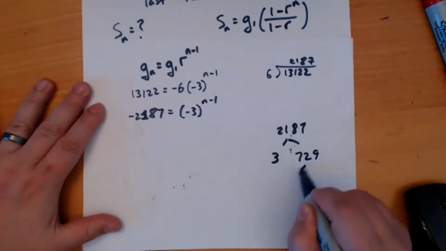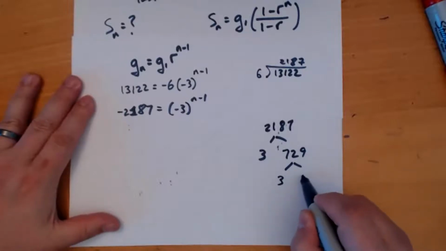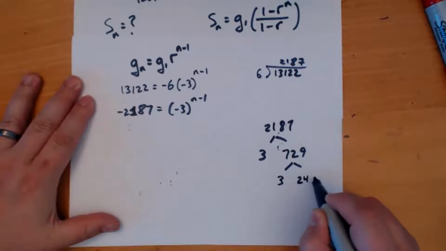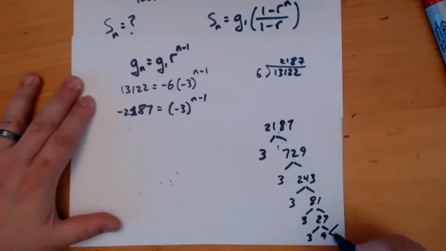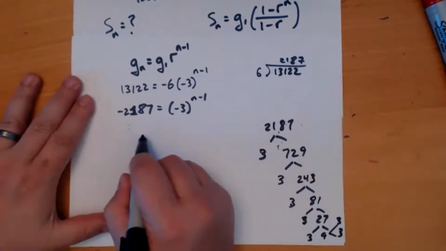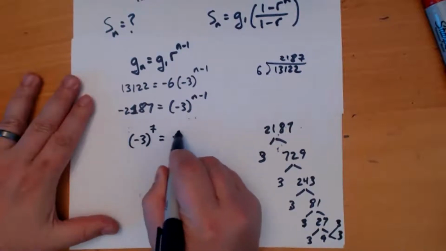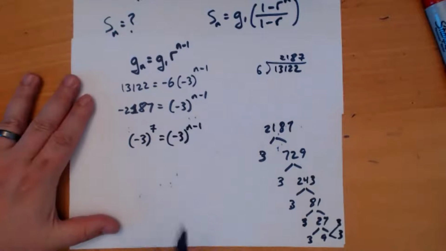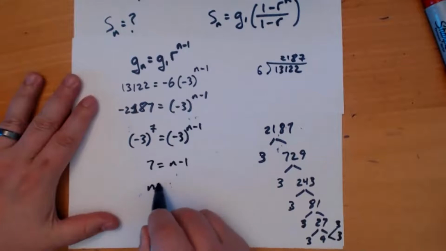7, 2, 9, 3. Use the fundamental theorem, right? Because we're going to break all these things down. So this is 2, 4, 243, 381, 327, 3933. 1, 2, 3, 4, 5, 6, 7. This is 2 to the 7th, 3 to the 7th. And that means that 7 is equal to n minus 1, and n is equal to 8.